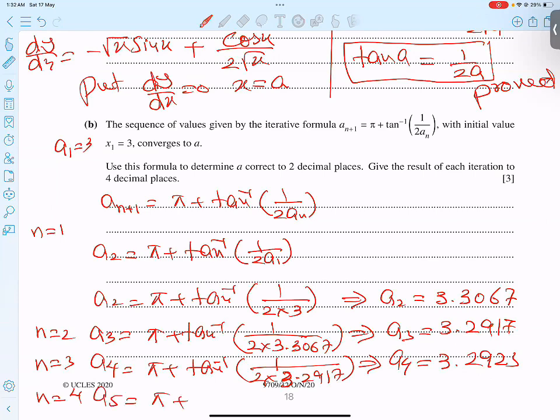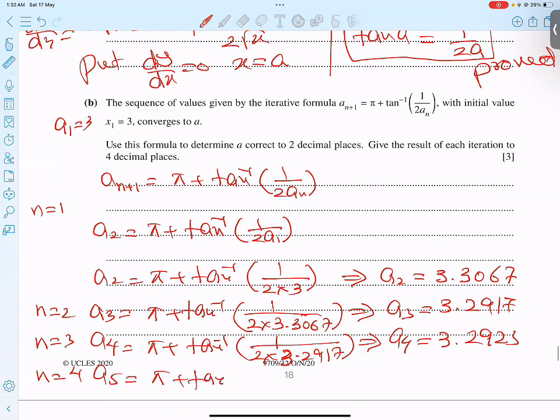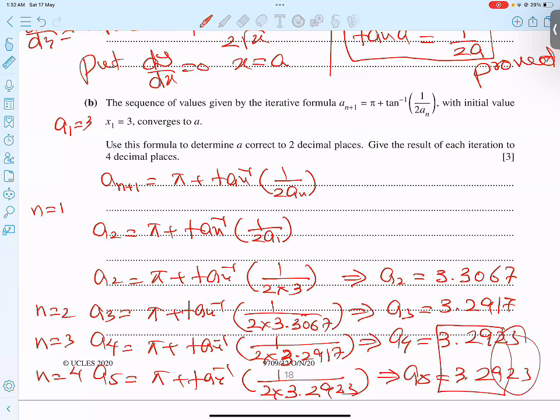So pi plus tan inverse 1 over 2 times 2, 3.2923. I get a5. A5 is becoming with me 3.2923. So you see it is repeating, even that also repeats. Okay, so alhamdulillah rabbil alameen. Finally, I got 3.29.